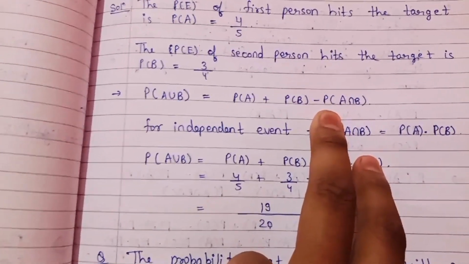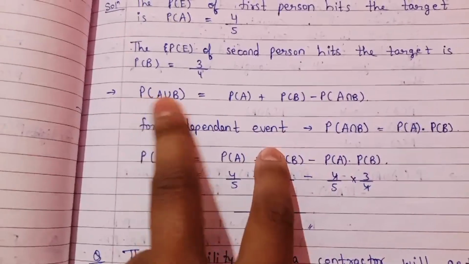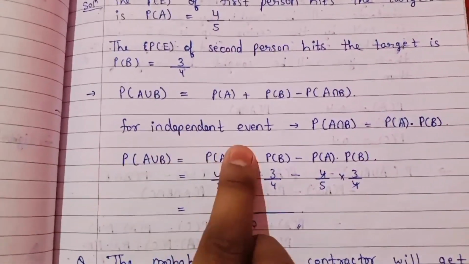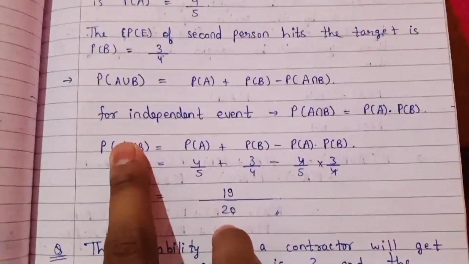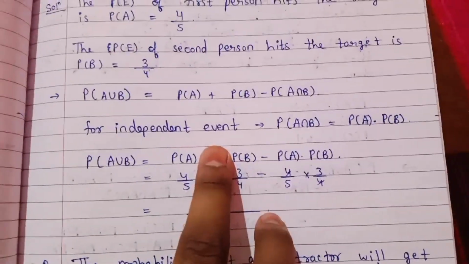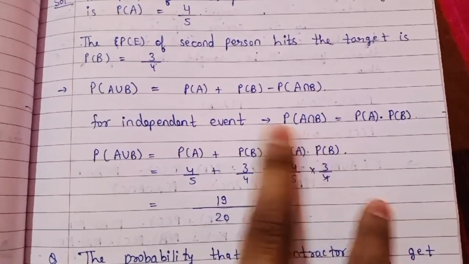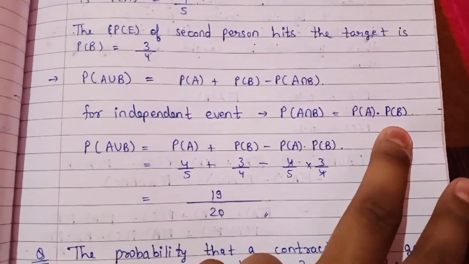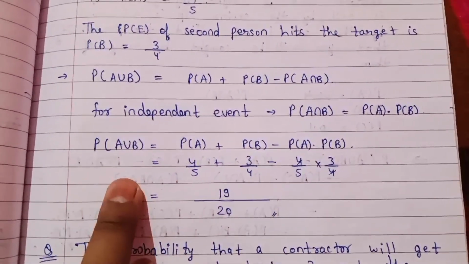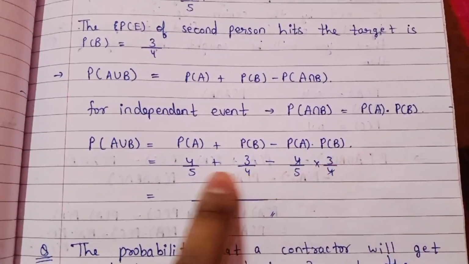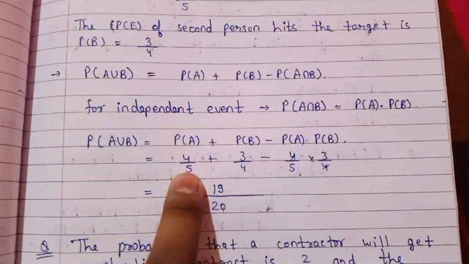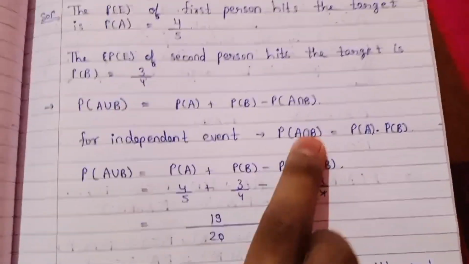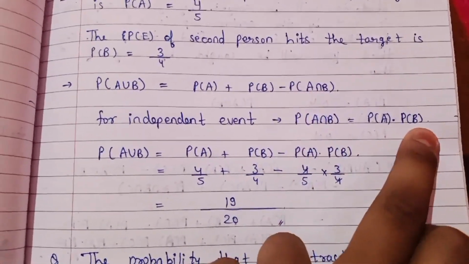Okay, so the probability of A union B is P of A plus P of B minus P of A intersection B. For independent events, we have learned that in the previous videos, so you can check it out. P of A intersection B for independent events can be found as P of A into P of B. Okay, so what we will do now: P of A we know is 4 by 5, and P of B is 3 by 4. P of A intersection B is P of A times P of B. Here we will put this in this formula.